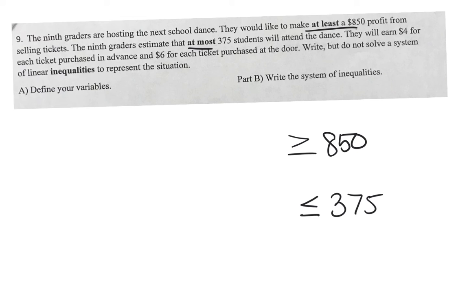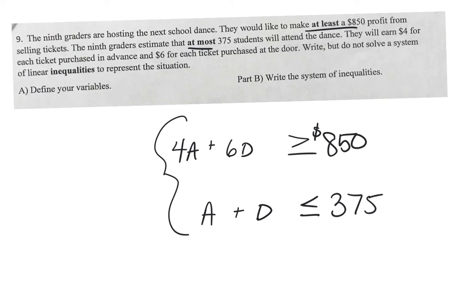They will earn $4. So I'm going to put the money all together. The $850 is the total profit, and so if they're going to earn $4, that's going to go in the same inequality with the $850. All the dollars are going to be together. They earn $4 for each ticket purchased in advance, so $4 for each advance ticket and $6 for each ticket at the door. They're going to sell advance tickets and door tickets. Those would be my two inequalities to represent the situation here.